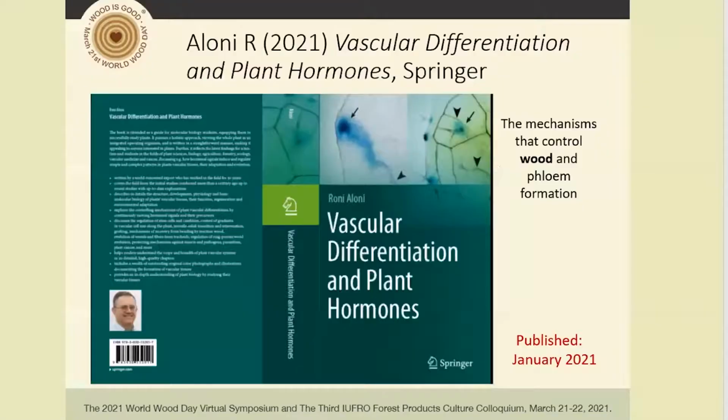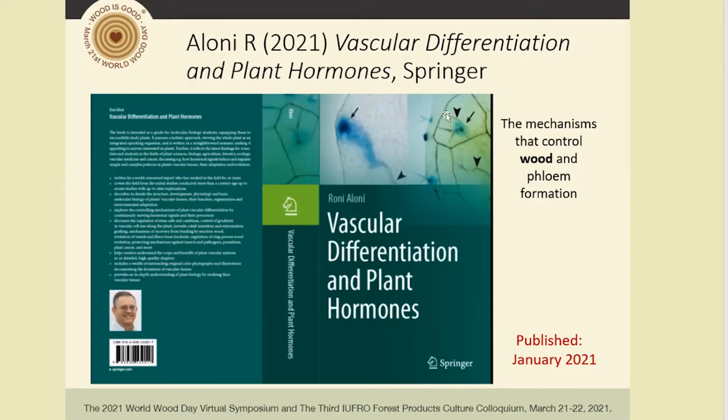I want to let you all know that Springer have just published a book of 20 chapters that I have written about vascular differentiation and plant hormones. In this book, you are going to find much more than I'm talking about, and I suggest to use it for research and for teaching.